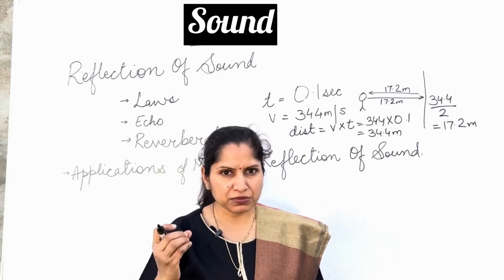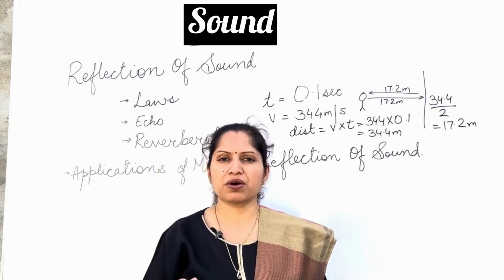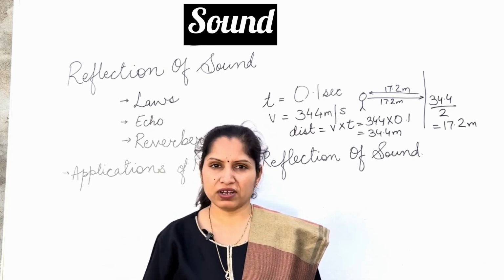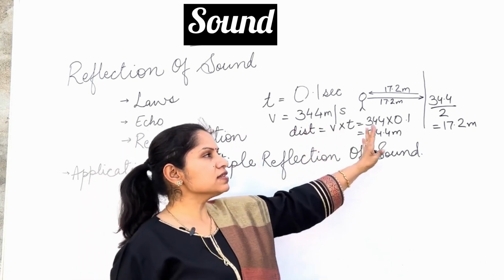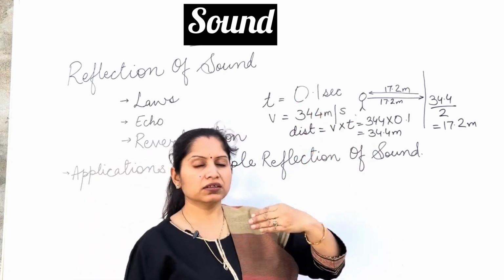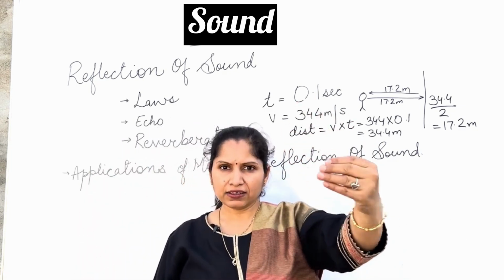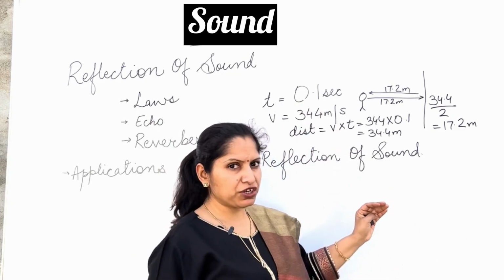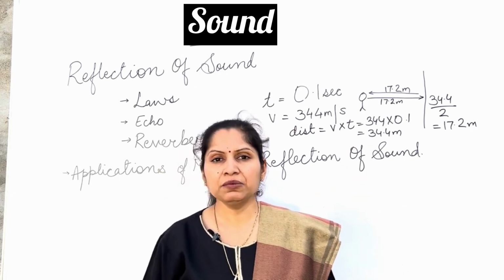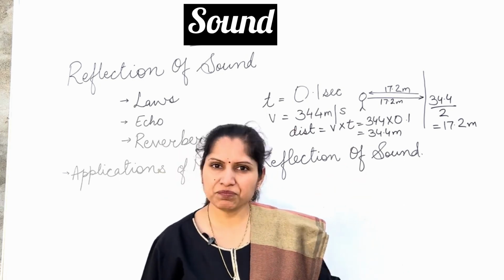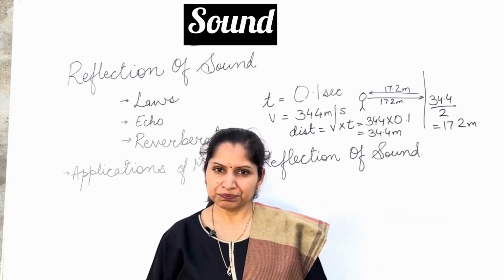You will not be able to make out a difference between the two sounds, and then it will not be called an echo. Okay, so the minimum distance that should be there between the source of sound and the obstruction, if the speed of sound is 344 meters per second, that distance is 17.2 meters. Okay, I hope that is clear to you all.